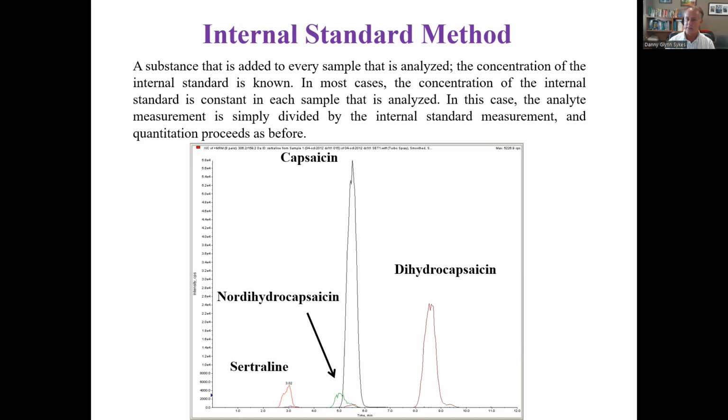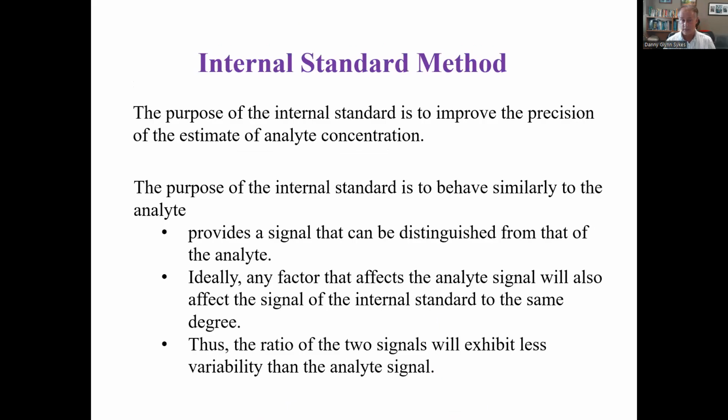And that's the basis of this internal standard method, which is the second internal calibration method, known as internal standard. So there's two internal calibration methods, standard addition and internal standard, okay? So in this case, we're going to add a chemical species that we do not expect to see in our actual sample, okay, but has properties similar to that of the analytes of interest. And that can be a tall order. So the purpose of the internal standards is to improve precision of the estimate of the analyte concentration.